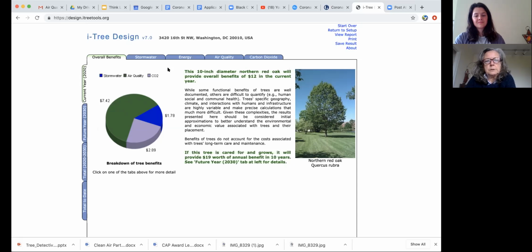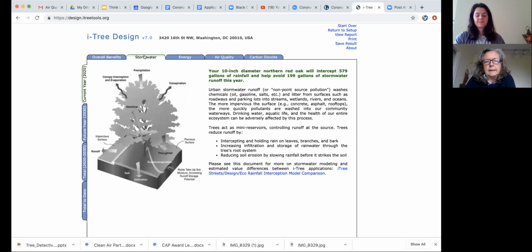So the first thing we're going to do is go over to the tab stormwater. Trees, as you know, soak up a fair amount of water, and that is one of the big benefits. We call that intercepting. Basically, intercepting is when a tree prevents the water from going to its final destination. And what would be the final destination? It would be Blue Plains for DC. Okay, different region, different water resource.